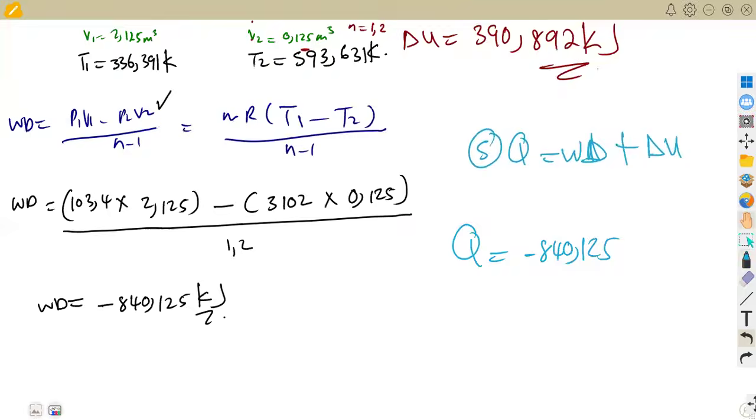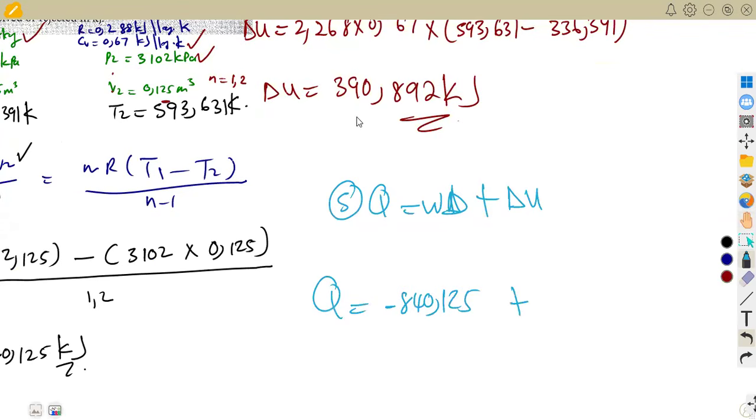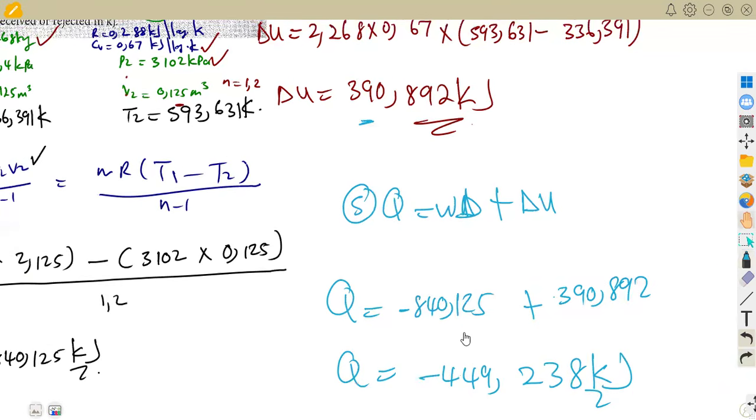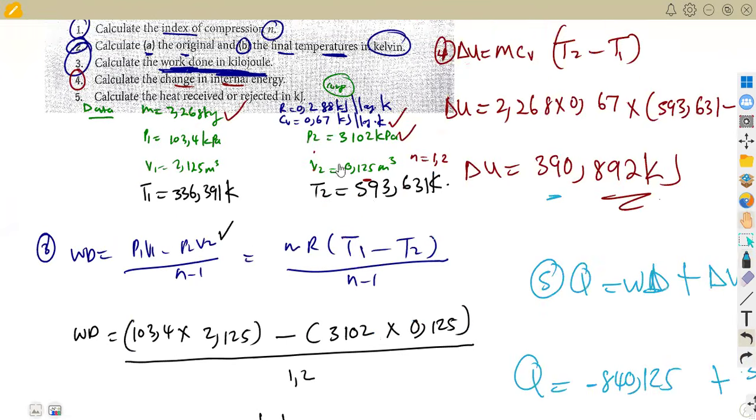Plus the change in internal energy, which is 390.892. But it was a positive, this one. Okay, so this one, it was a positive. But if you get here, our Q at the end is going to be negative 449.238 kilojoules. Like I said, the negative on Q means that the heat is being rejected. Not added, but rejected. So that was the case. Done.